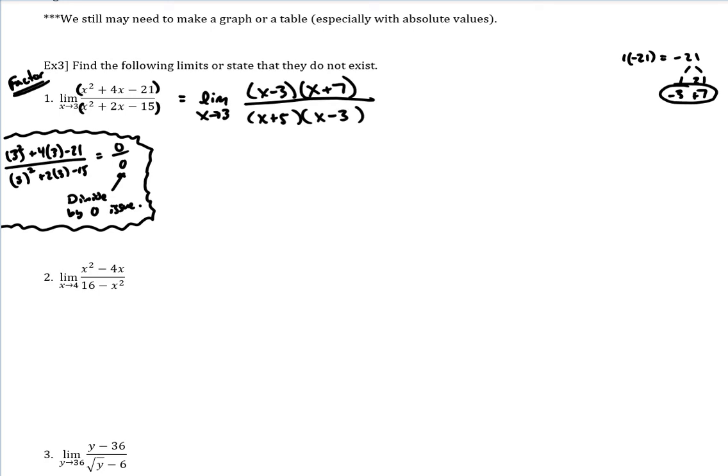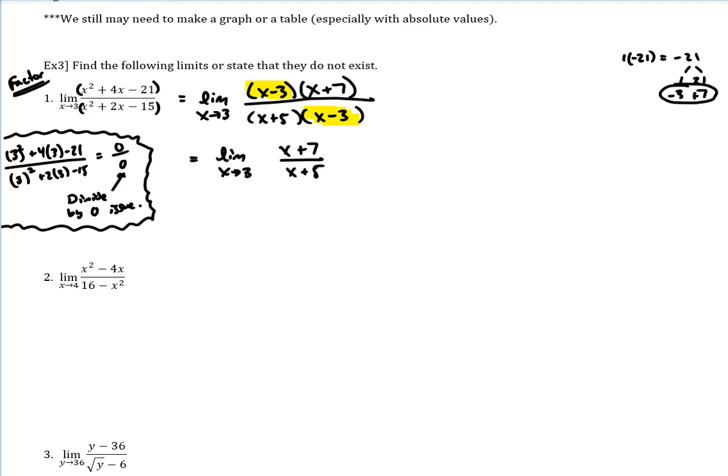Okay, and now that it's factored, we'll use our rule where if you have a factor that is the same in the numerator as in the denominator, then these just cancel out. So what this becomes is the limit as x goes to 3 of just x plus 7 over x plus 5.